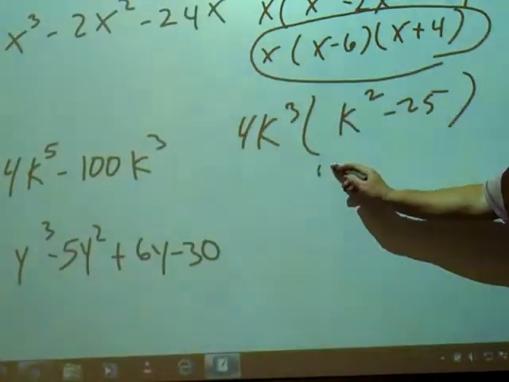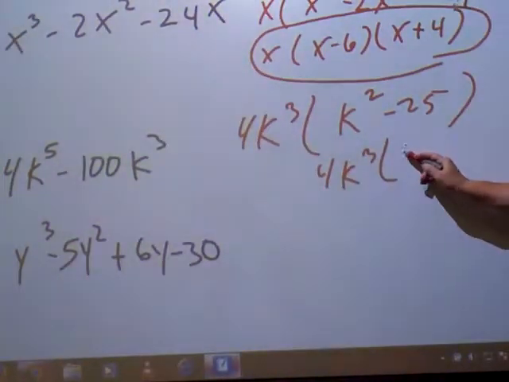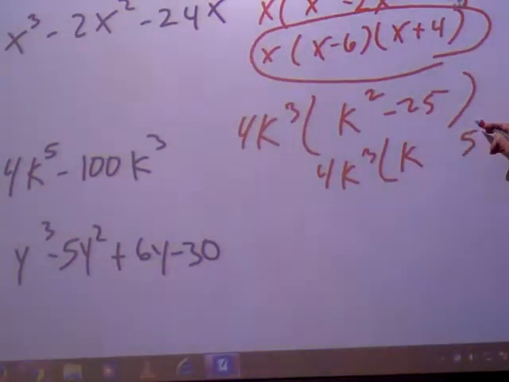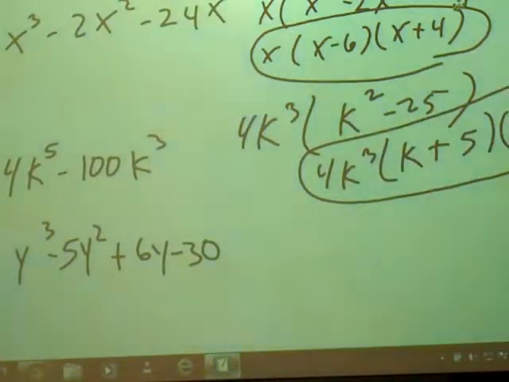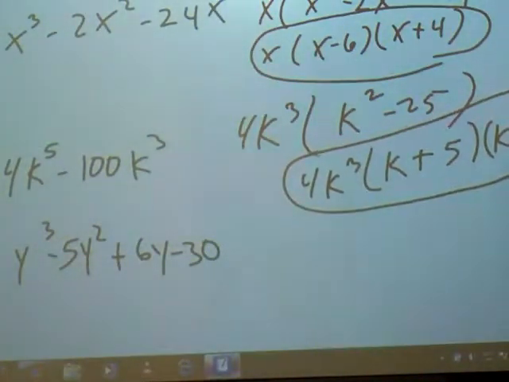So I've got the 4k cubed, square root of k squared, square root of 25. One gets a plus, one gets a minus. That's it. Whoa, that was cool.